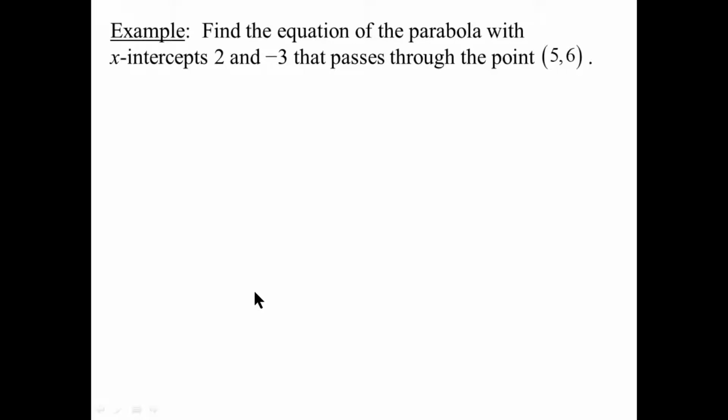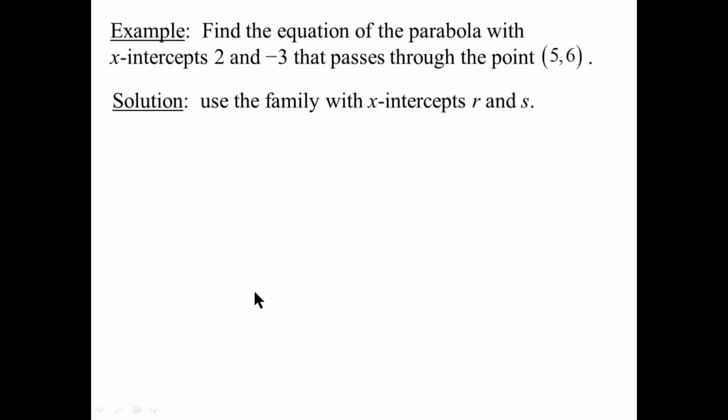Example. Find the equation of the parabola with given x-intercepts 2 and minus 3 that passes through a given point (5, 6). Solution. Since we're given the x-intercepts, we'll use the family with the x-intercepts r and s. Now we know that the x-intercepts are 2 and minus 3, so this will be x minus 2 and x subtract negative 3, which is x plus 3. And it looks like that.